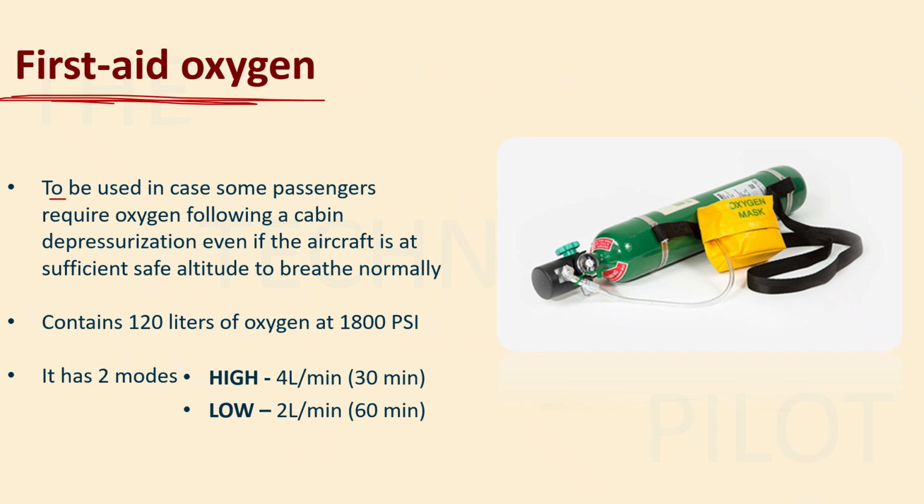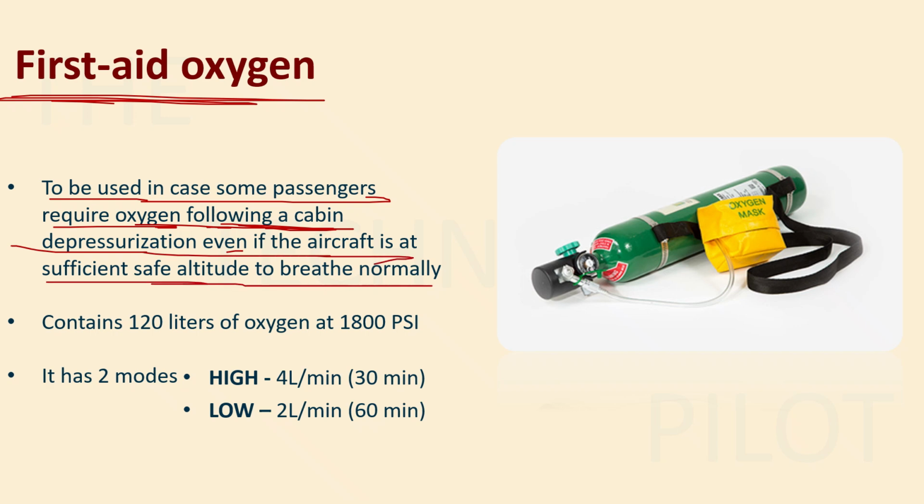In case some passengers require oxygen following a cabin depressurization, even if the aircraft has descended to a safe altitude to breathe normally, right? There might be some passengers, some old age people, who might need extra oxygen in certain situations. For example, if there is a cabin depressurization at 35,000 feet and the aircraft has descended back to, let's say, 8,000 feet, and the aircraft is in normal condition to fly and people can breathe, some people might not be able to breathe, right? Because of the shock and all of those different conditions. So there should be something known as first aid oxygen, right?